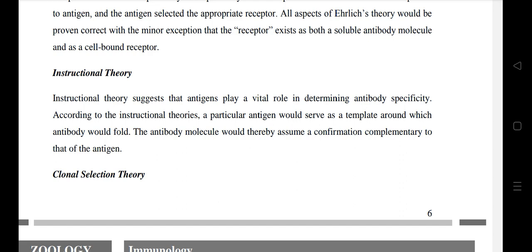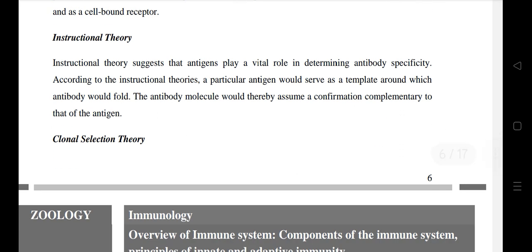Instructional theory suggests that antigens play a vital role in determining antibody specificity. According to the instructional theories, a particular antigen would serve as a template around which antibody would fold. The antibody molecule would thereby assume a conformation complementary to that of the antigen. So there must be some sort of conformational change to the antibody. Okay, that is something which is explained with the help of instructional theory.